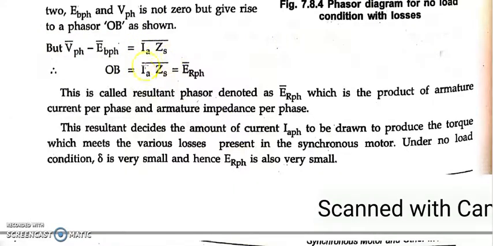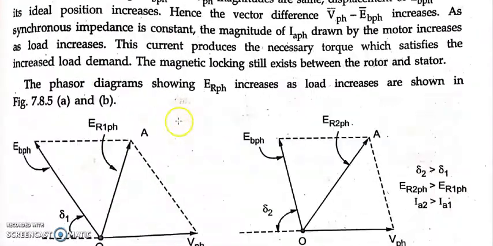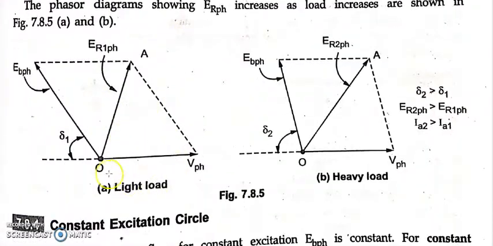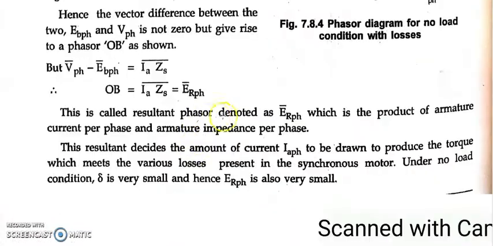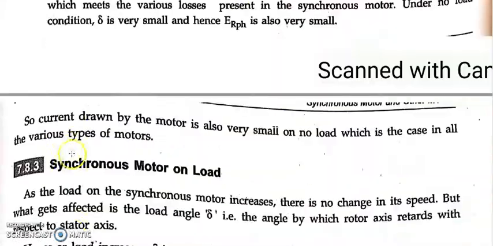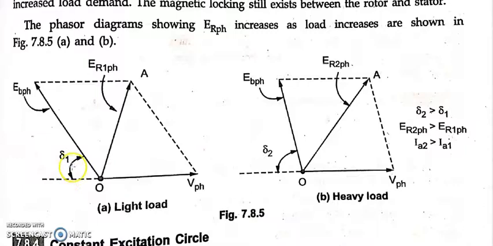IA will increase, so the product IA ZS per phase will also increase. As you can see, we are taking two conditions here. This is light load. It's not like the earlier one. I have applied a certain load here, but it is a small load I am applying, but still you can see here EB phase and V phase are the same length, but delta 1 is increased here when compared to this. Yes or not? Delta was small here, but now delta is increased to delta 1 as I'm applying the load.